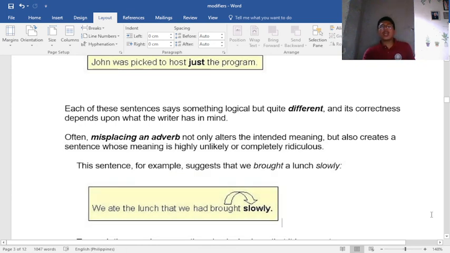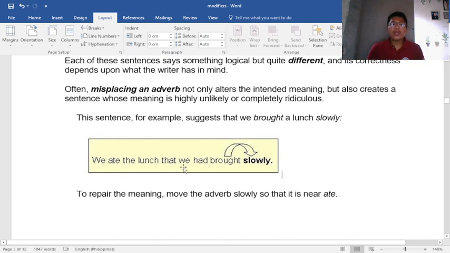Let's take a look at the example. We ate the lunch that we had brought slowly. Now, before I explain how the adverb here is being placed, let me ask you to assess in yourself, how do you analyze the particular statement? How do you think we would change the placing of this adverb here to make it more appropriate? Go.